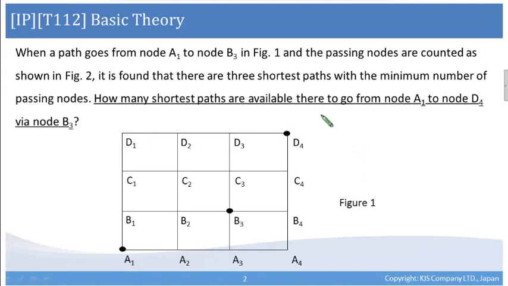When a path goes from node A1 to node B3 in Figure 1, and the passing nodes are counted as shown in Figure 2, it is found that there are three shortest paths with the minimum number of passing nodes. Question: how many shortest paths are available there to go from node A1 to node D4 via node B3?